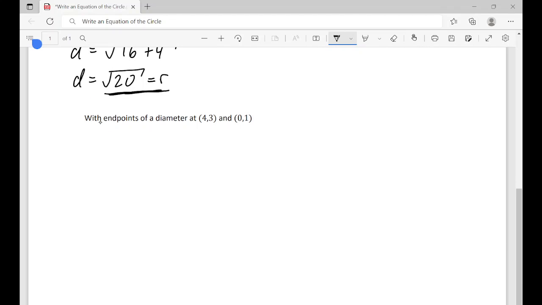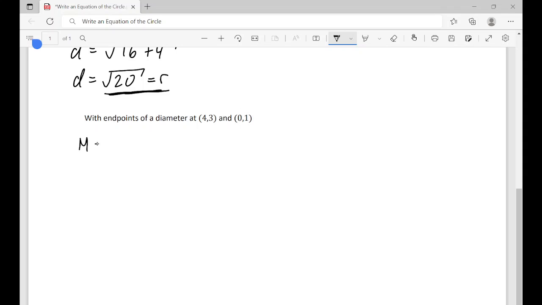Last, we have a circle that has endpoints of a diameter at (4, 3) and (0, 1), which just means that on a circle, (4, 3) and (0, 1) are just across from each other, thus forming a diameter. So I need a center and a radius to be able to write an equation. Since I only have two endpoints, if I find the midpoint between the two, I find myself a center. So that's what I'm going to do. I'm going to find the center, or the midpoint, between these two points.